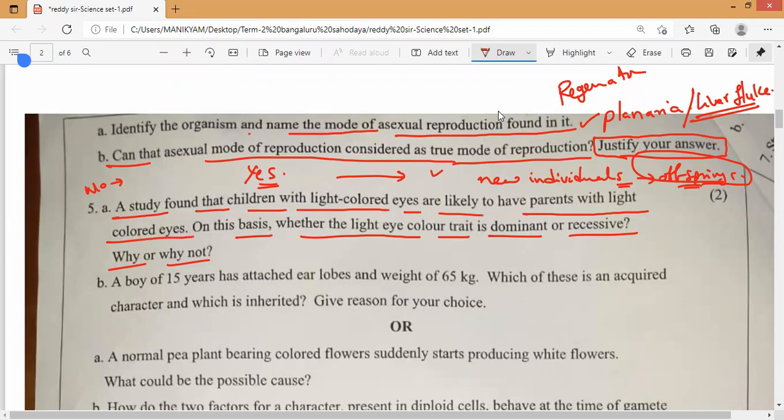Tell me. You might have noticed it. So is it dominant or recessive? But we cannot say, correct, Tarani. Because both might be having it, or may not also. We cannot say. That is the reason. So they are asking, observe very carefully. A study found that children with light colored eyes are likely to have parents with light colored eyes. On this basis, whether the eye color trait is dominant or recessive. So why or why not?